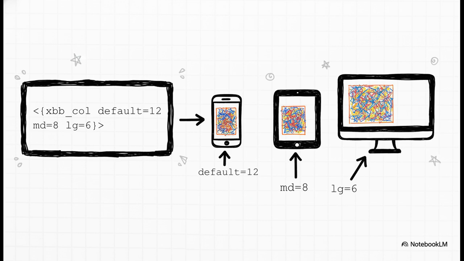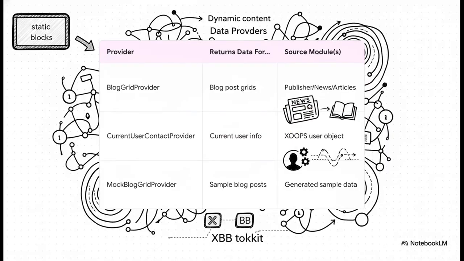Static blocks are great, but websites need dynamic content. This is where data providers come in. These are simple little classes that can fetch data from your existing XOOPS modules, like Publisher or News, and then format it perfectly to be used in the blocks. You can even create your own.